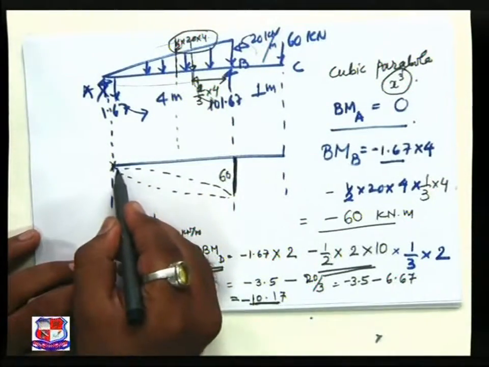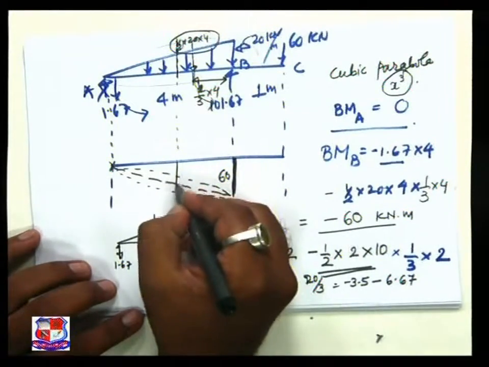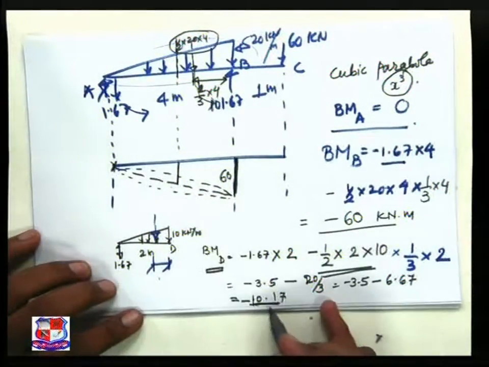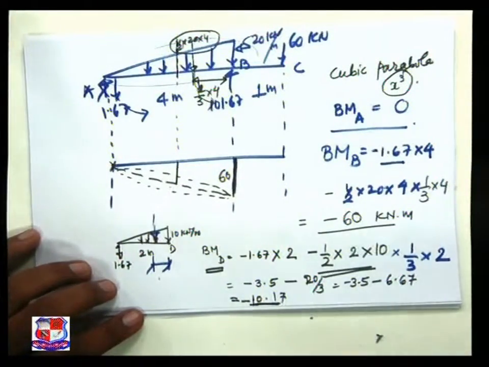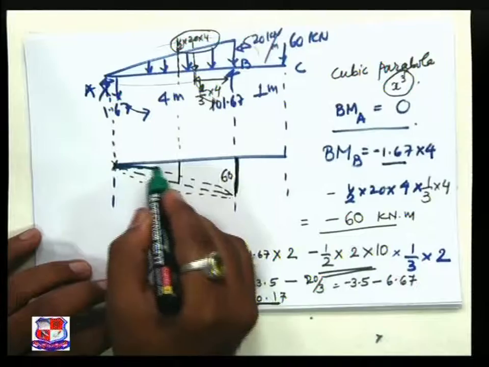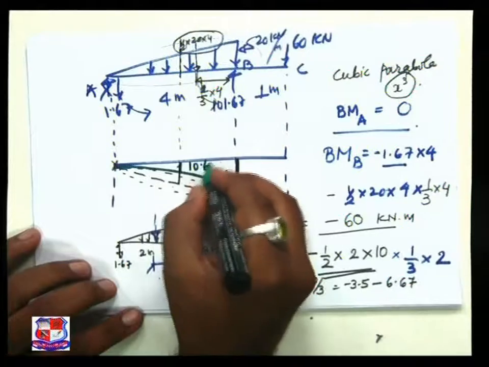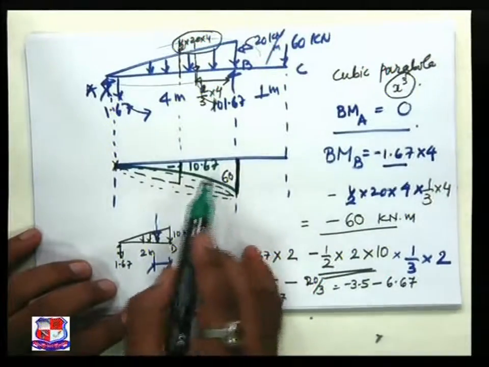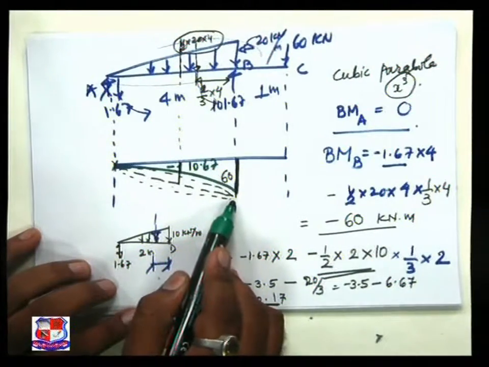So if we take an inclined straight line nature, then this ordinate must be 30: 0, 60, central is 30. But we achieve minus 10.67, meaning much lesser than that. So our bending moment diagram behaves like this. This is 10.67 with negative sign. Now I wish you have understood the concept of how this diagram has been adopted.